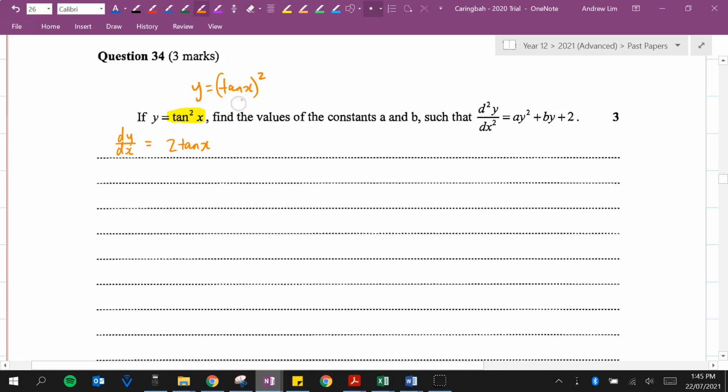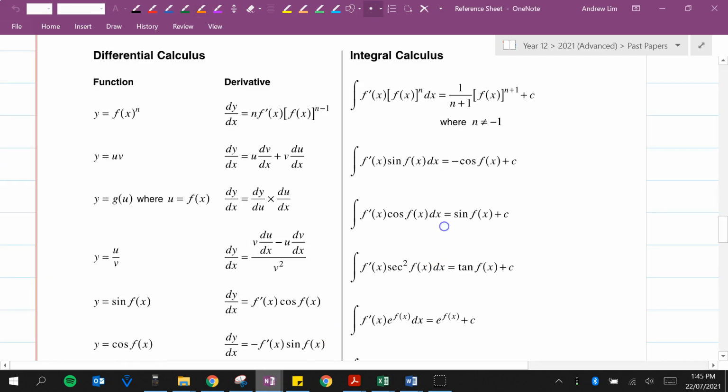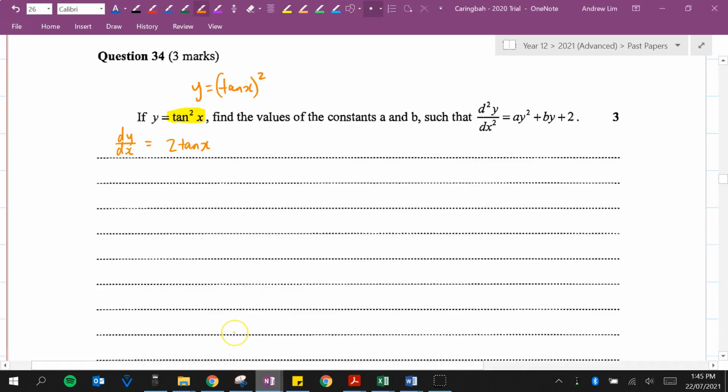Now what do we get when we differentiate tan x? We can go to our reference sheet in case we've forgotten. When we differentiate tan f of x, we get f dash of x secant squared f of x. So I'm going to write here sec squared x.